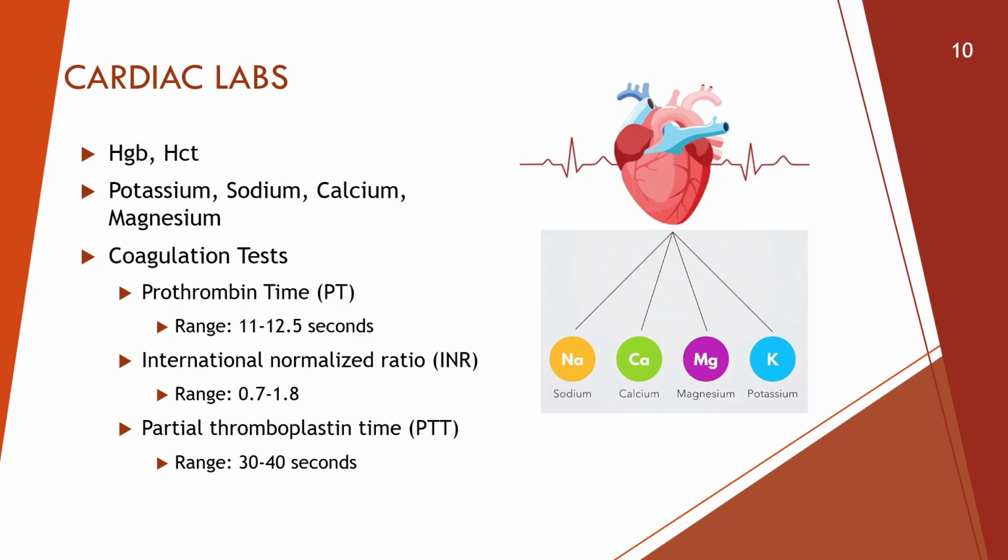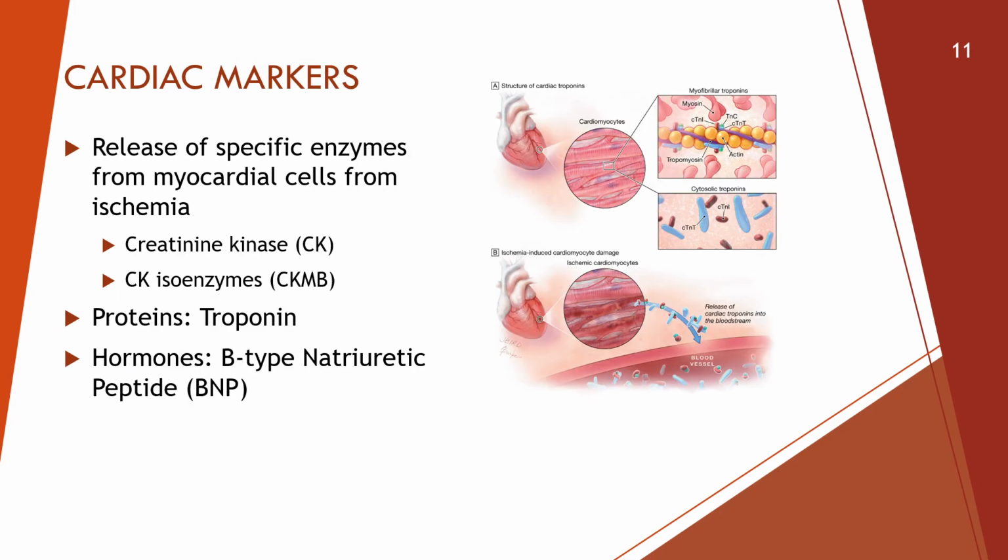These labs are also used to determine if anticoagulation drugs are effective. For example, we look at the PTT value to assess how well heparin is working or if we need to adjust the dose. We can also assess cardiac markers, which are enzymes or proteins that are released into the bloodstream by myocardial cells whenever there's tissue damage, like during a myocardial infarction, which is known as a heart attack.